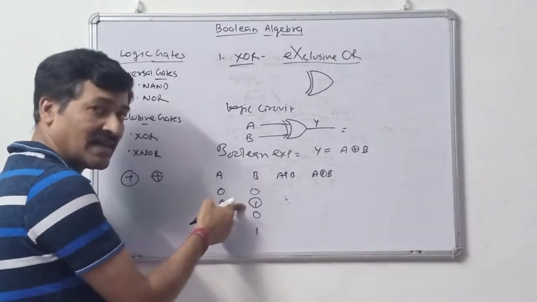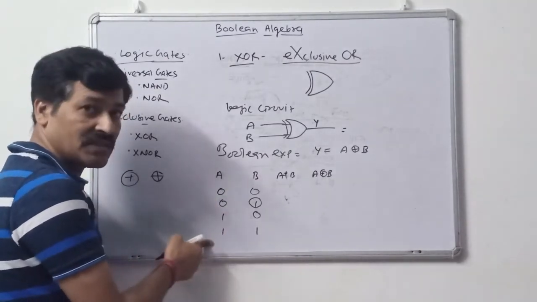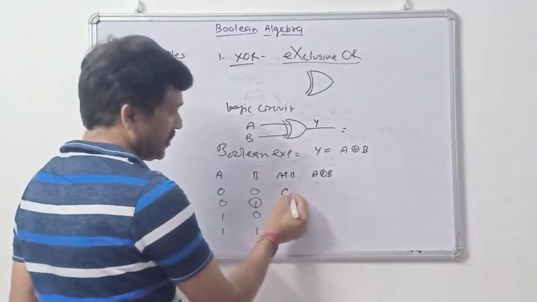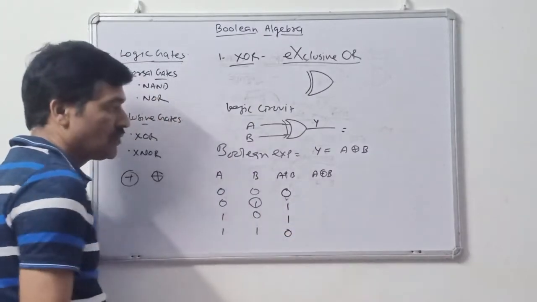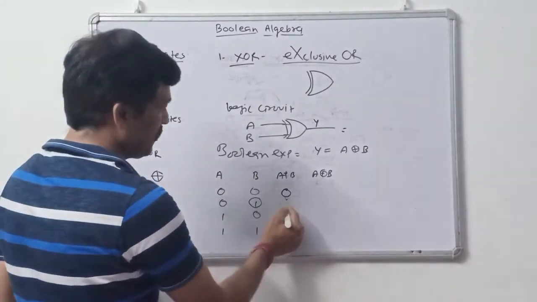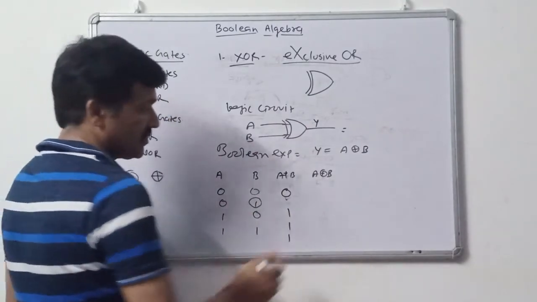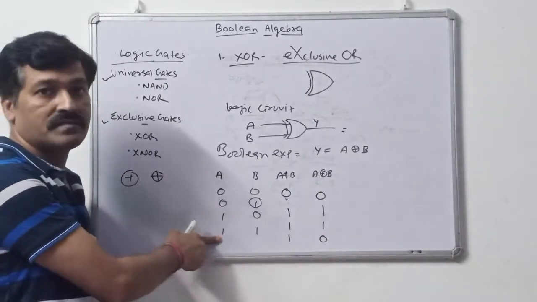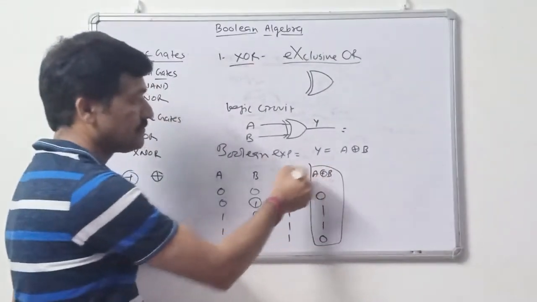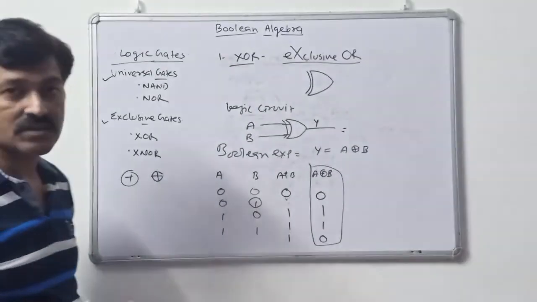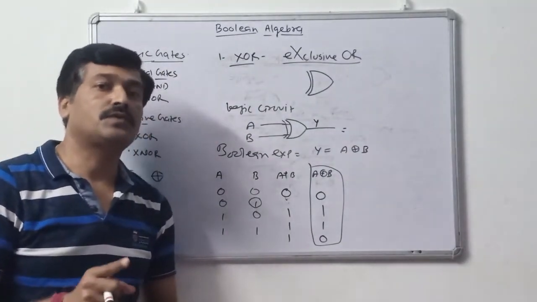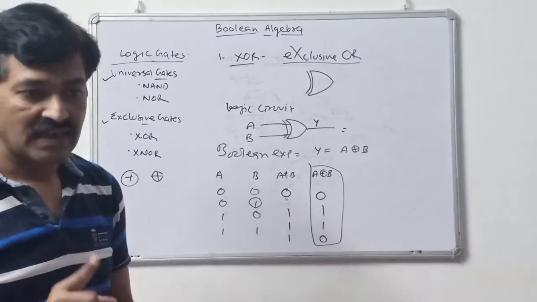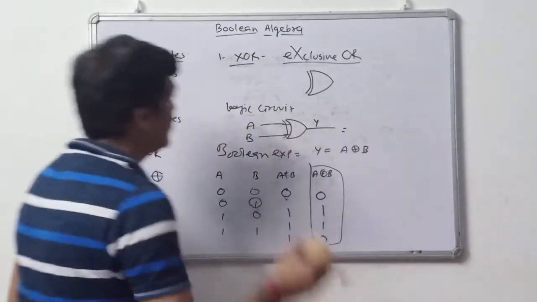The count of 1s is 1 here, here also 1, here 2, and 2 is even. So here an odd count of 1, here an odd count of 1. So these two return true. In case of OR it returns 1 for three cases, but here these two return 1 and this one returns 0 in case of XOR. So the XOR gate returns true when the number of true inputs is odd. This is the XOR gate.